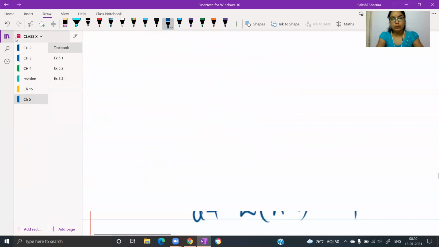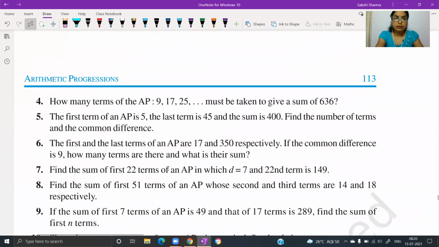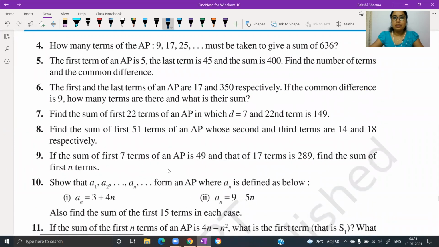Question number 4 onwards, you have questions similar to the third question, but they are given in the form of statements. Question number 4: how many terms of the arithmetic progression must be taken to give a sum of 636? So this is the arithmetic progression. Directly first term or common difference देने की बजाय उन्होंने आपको arithmetic progression दी है. With the help of this arithmetic progression, you can identify A and D, the first term and the common difference. And they are saying you want to find out the number of terms.